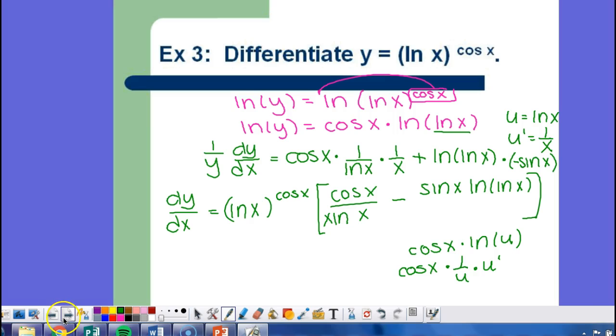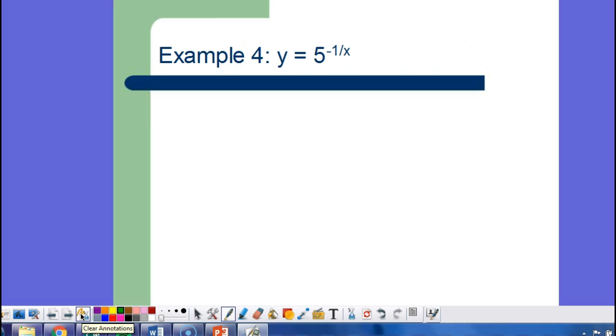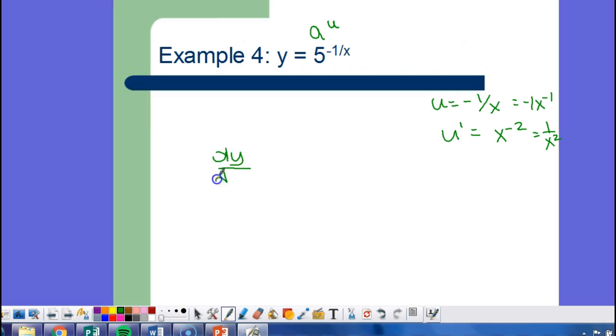The reason I put the next one on there is that at first you look at this and you go, oh, it's an a to the u. You just have to be cautiously aware that this is different than the ones we've been doing. Not that you can't ln both sides, but you don't need to ln both sides, because this one is our rule. This is a to the u. So your u is negative 1 over x. Your u prime, negative 1 times x to the negative 1, would be a negative times a negative, which is positive. So now it's just your rule, which is a to the u times natural log of a times u prime.